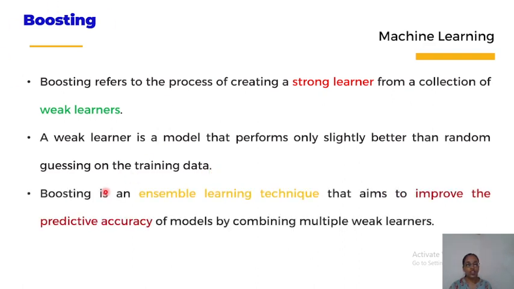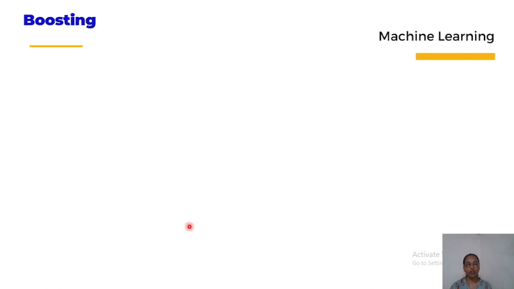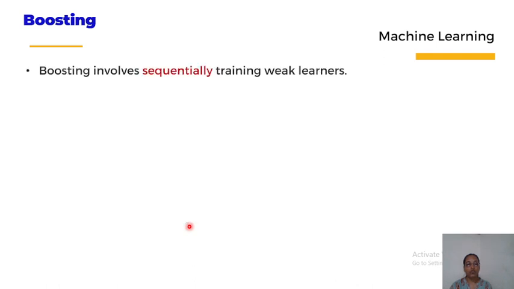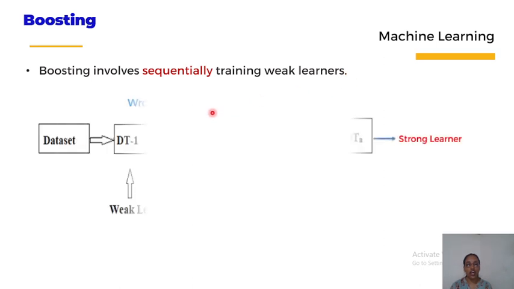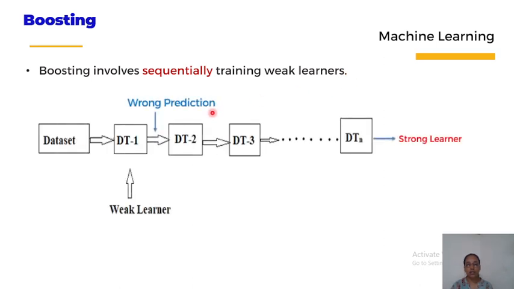So boosting is an ensemble learning technique that aims to improve the predictive accuracy of the model by combining multiple weak learners. And those weak learners are homogeneous. Boosting involves sequentially training the weak learners. This we will understand with the help of an example.